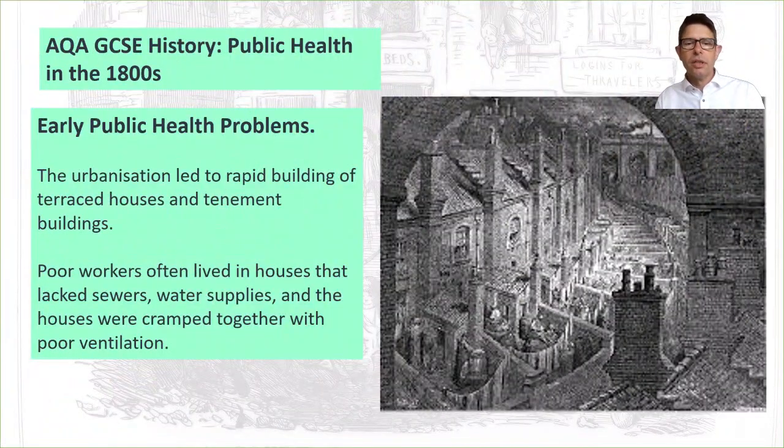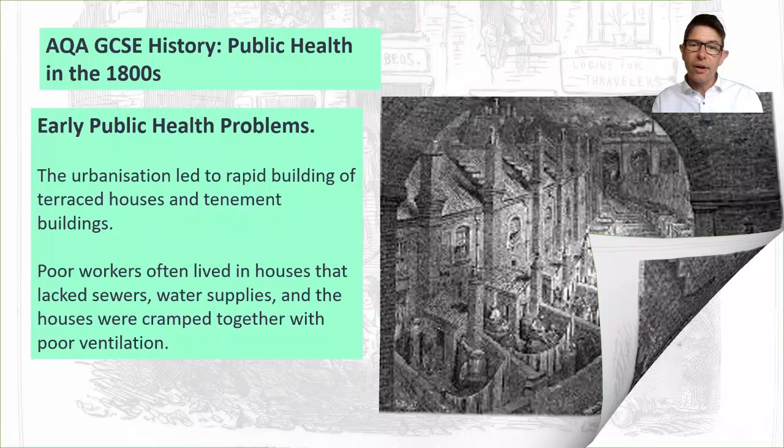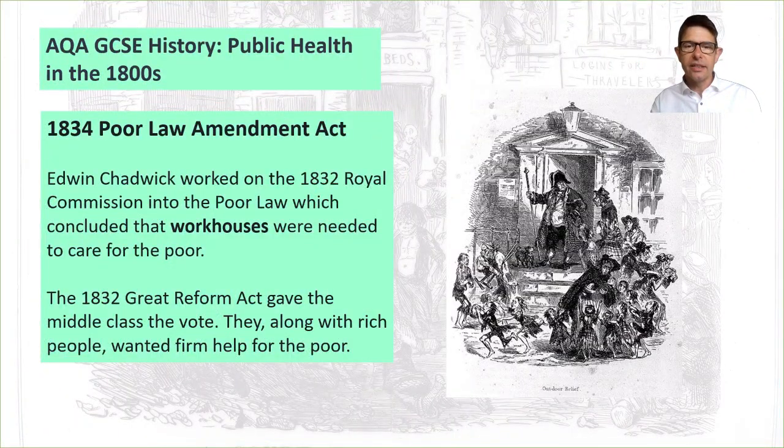So early public health problems of this rapid industrialisation led to crowded houses and poor tenement buildings. You can imagine the workers' cottages all crammed and crowded. And tenement buildings, you may remember, with 10, 12 people in a building, one family per room. These poor workers were often living in houses that lacked sewers, lacked water supplies, and were cramped with poor ventilation. So diseases spread rapidly.